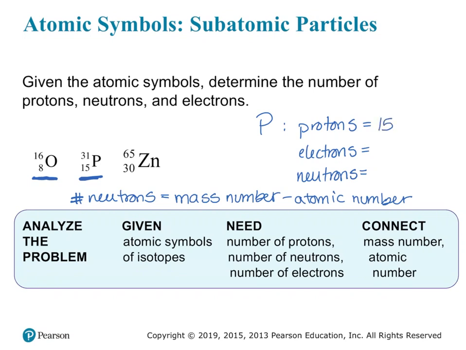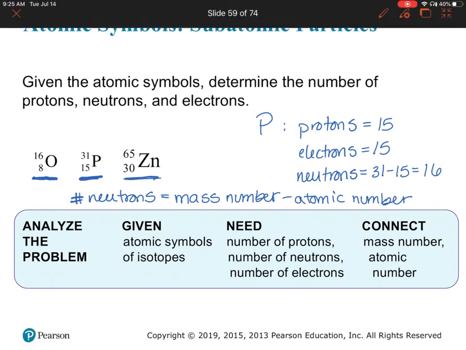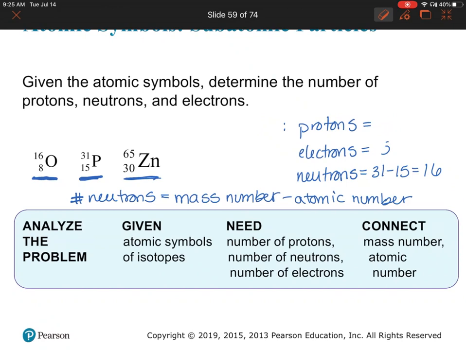And we can already say, okay, if we have 15 protons, we also have 15 electrons. So easy enough. Now, how many neutrons does this isotope have? So we're going to subtract 15 from 31. And that gives us 16 neutrons. All right. So now let's focus on the last isotope, zinc. So let me just erase some of these numbers here.